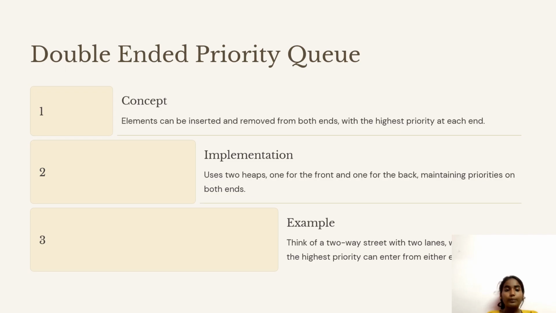Double-ended priority queue. Elements can be inserted and removed from both ends, which is not possible in a single-ended priority queue, with the highest priority at each end. Implementation uses two heaps, one for the front and one for the back, maintaining priorities on both ends. And let's move on to the real life example. Think of a two-way street with two lanes where cars with the highest priority can enter from either end.